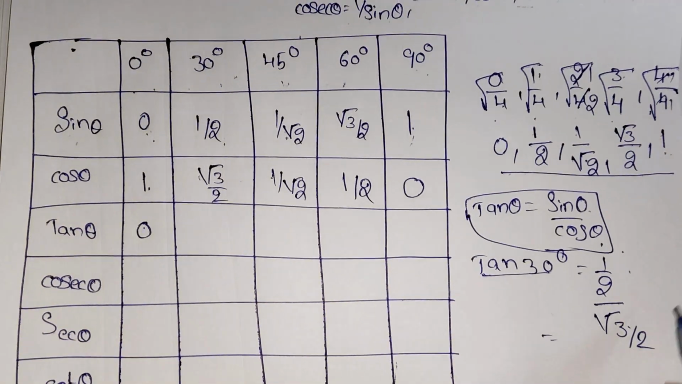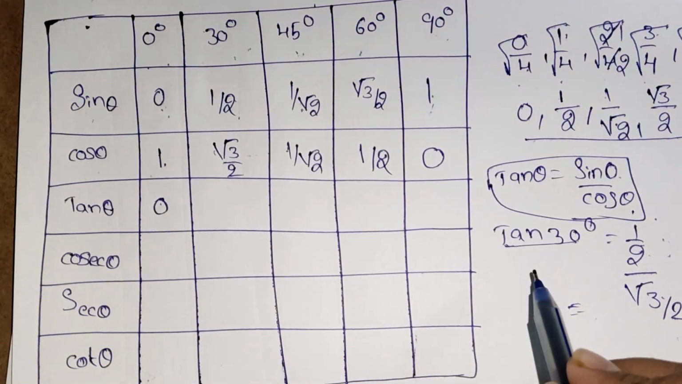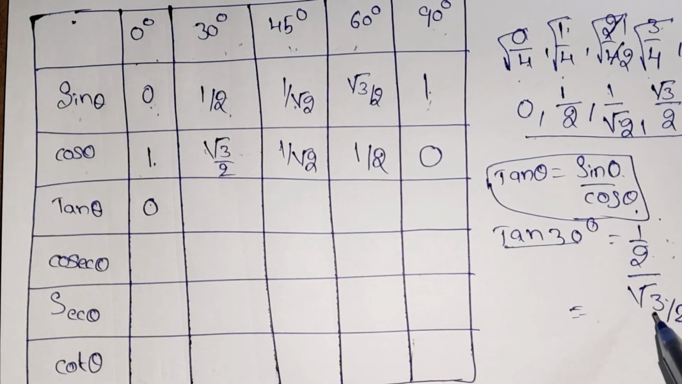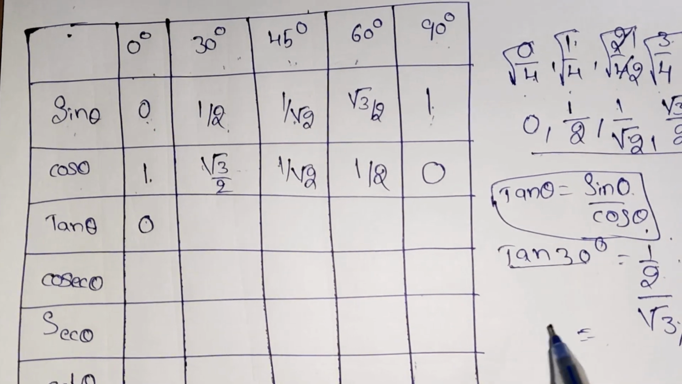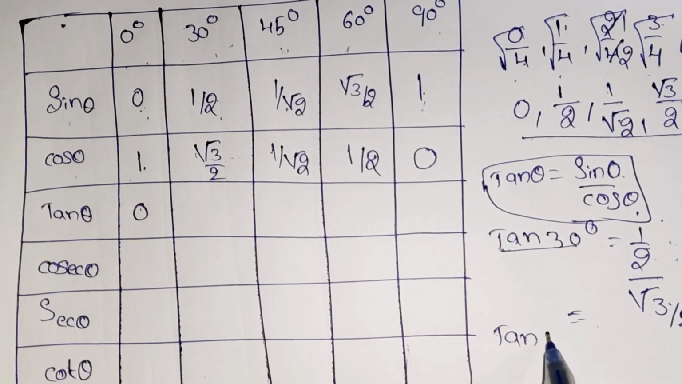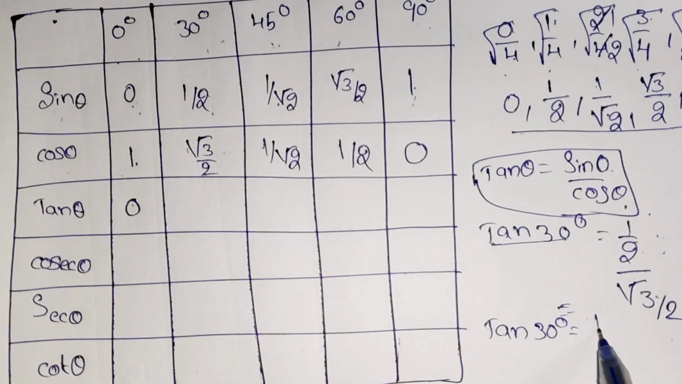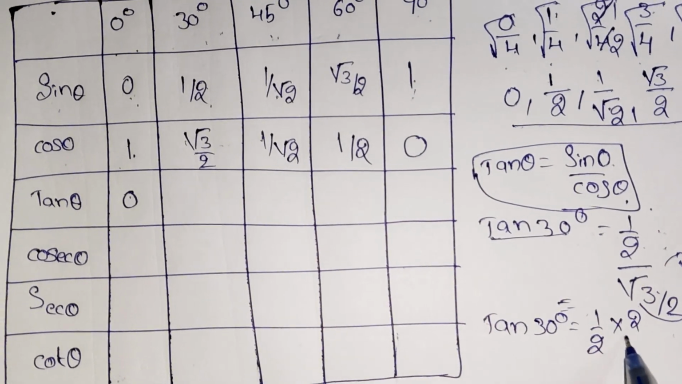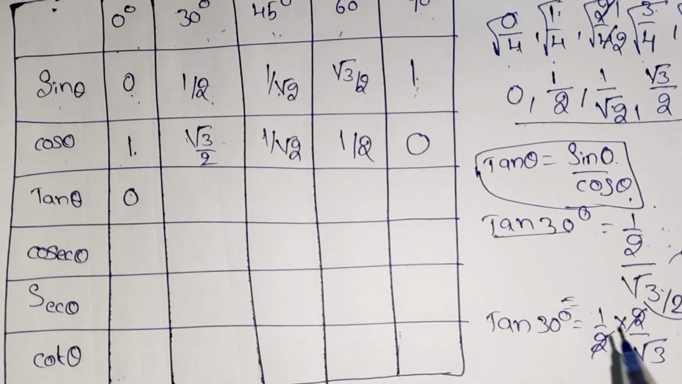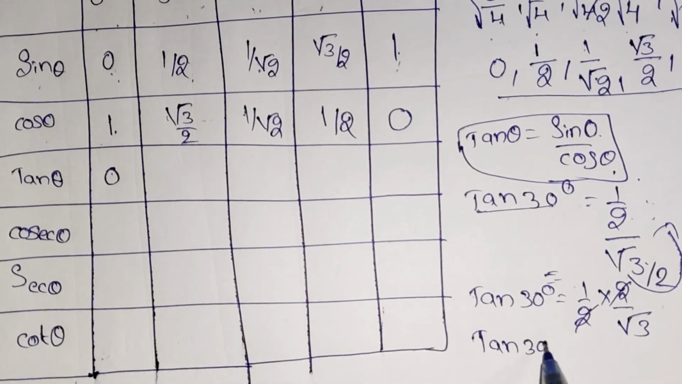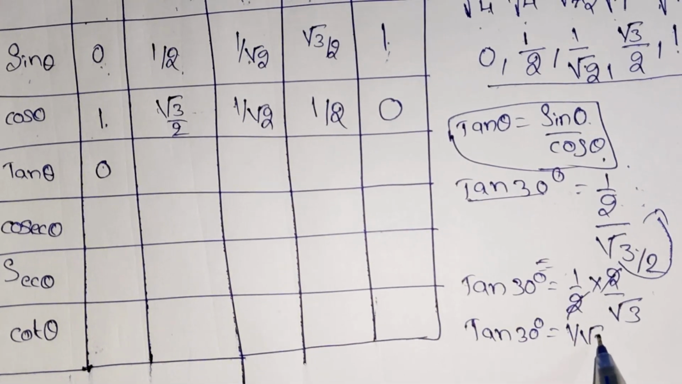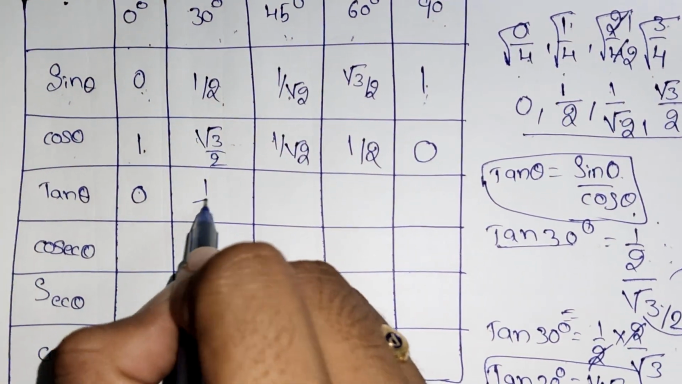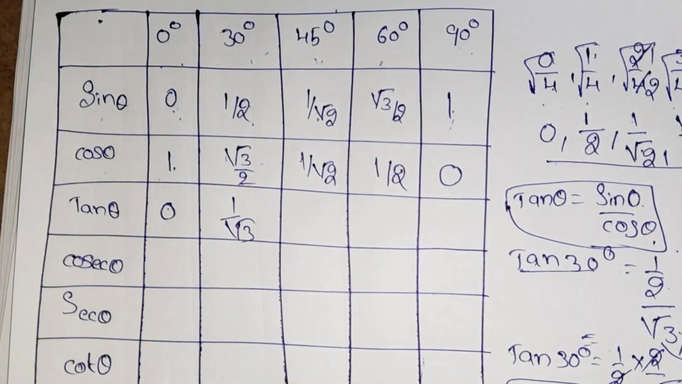So tan 30 degrees equals 1 by 2 divided by root 3 by 2. Taking the reciprocal, it becomes 1 by 2 into 2 by root 3. The 2 gets cancelled. So the value of tan 30 degrees equals 1 by root 3.